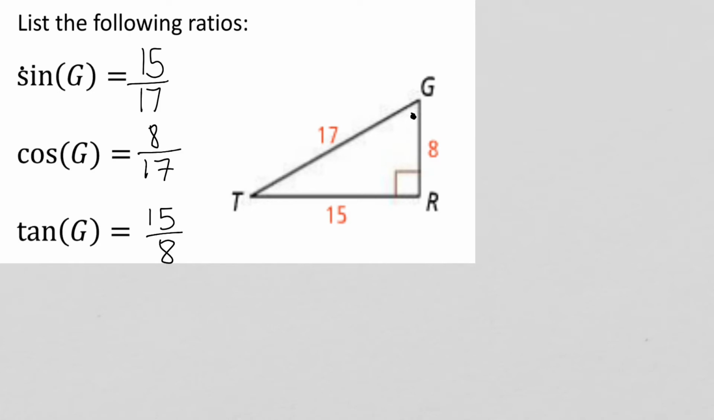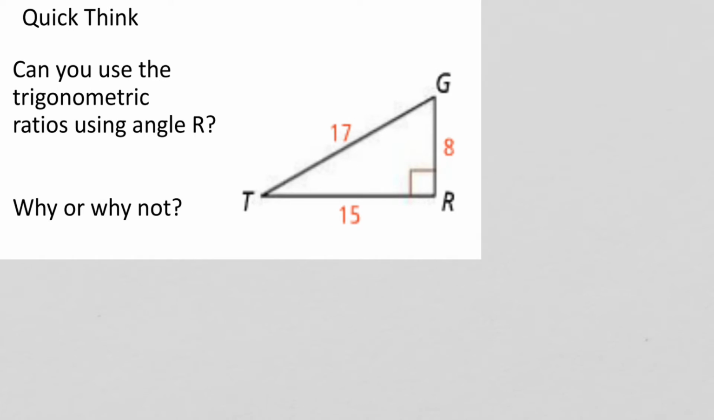All right, here are the three ratios for angle G. So I have my pencil point on G. What's the sine of G? Opposite, which is 15. Hypotenuse 17. Cosine is adjacent. 8 is adjacent to G because 17 is the hypotenuse. And then tangent of G is opposite divided by adjacent, 15 over 8.